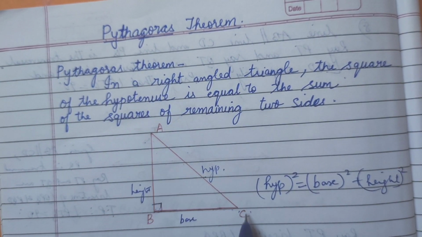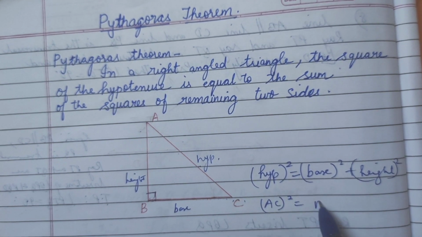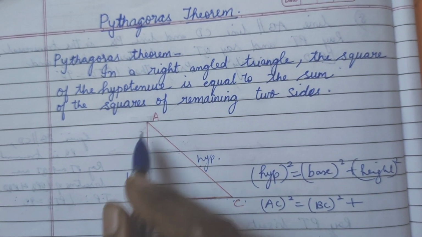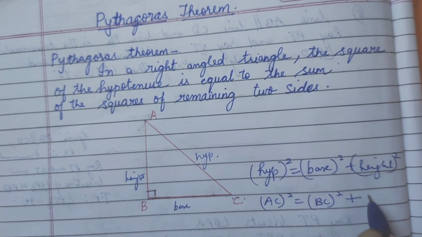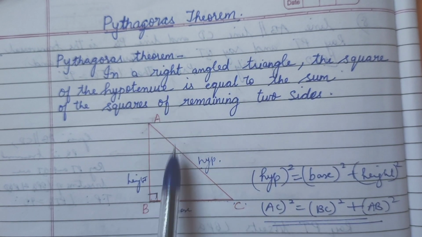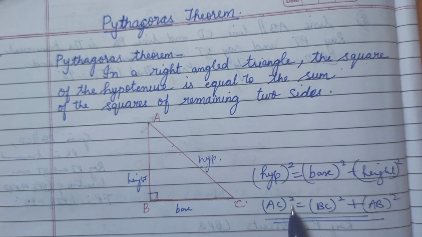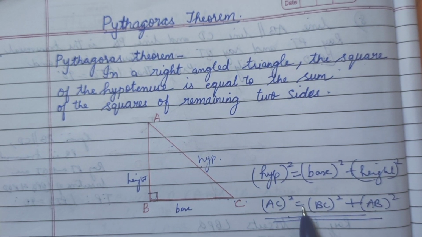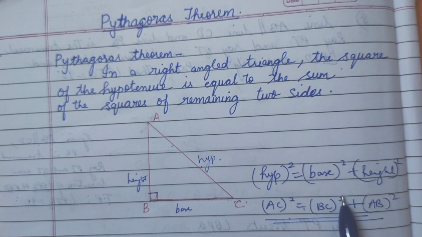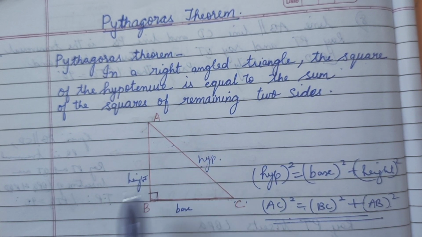So what is the hypotenuse for us here? AC square equals base, that is BC square, plus height, that is AB square. So this is what the theorem says. In a right angled triangle, that is in triangle ABC, the square of the hypotenuse is equal to the sum of the squares of the remaining two sides. These two sides are the remaining, leaving the hypotenuse. So I hope this is very clear.